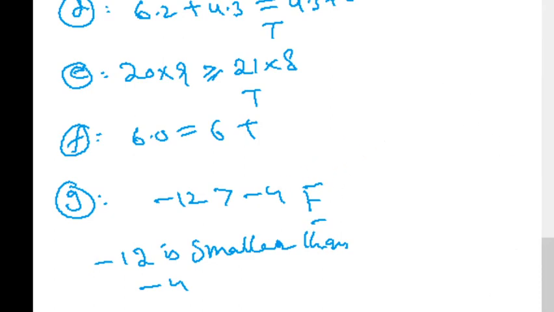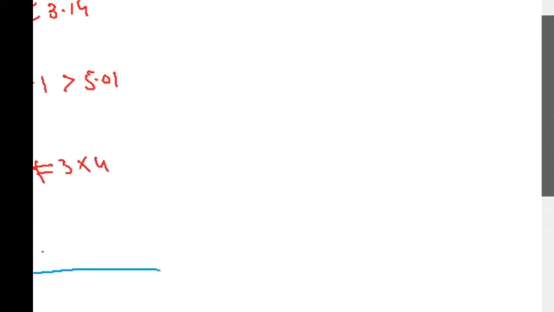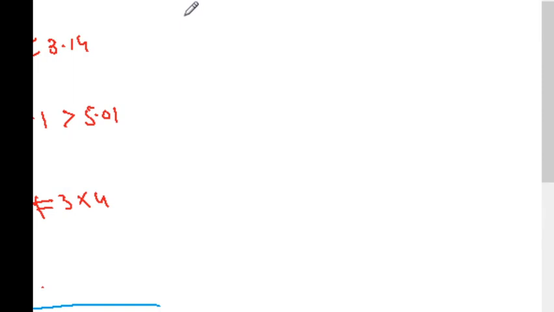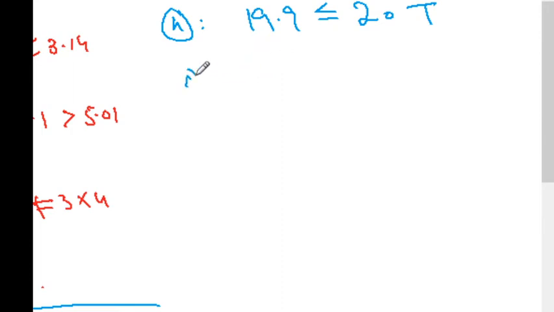Part G is done. Now part H. What is part H? 19.9 is less than or equal to 20. It's true, yes. See, they don't say round it. In this case they are saying 19.9 is 19.9, it's not 20. So 19.9 is less than or equal to 20.